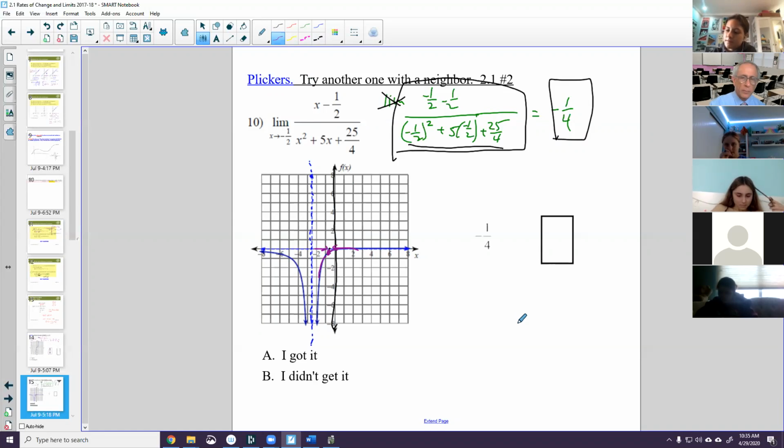Yes? For writing the answer on a test, would we say limit of f of x equals 1/4? Yeah, well, you would say the limit as x approaches -1/2 of f of x equals -1/4. Or really, if I gave you this problem, your answer would simply be that. Okay, thank you. Yeah, just the number. So the thing about a limit is a number.